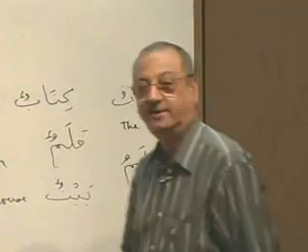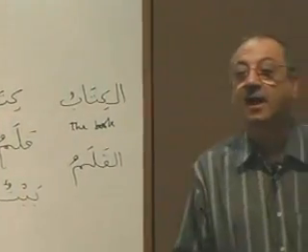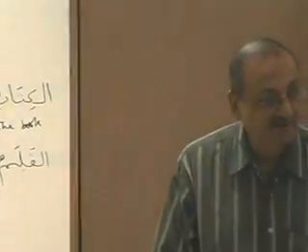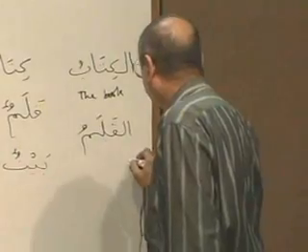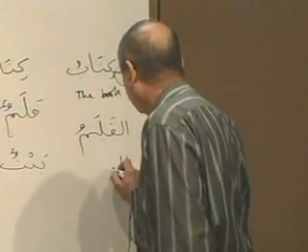Al-Kalamu. Got the idea? If I write Al-Kalamun, that is wrong, because tanween and al cannot coexist. One has to come and the other has to go. So, if you say al, then only one dhamma. And then here comes al-baytu.